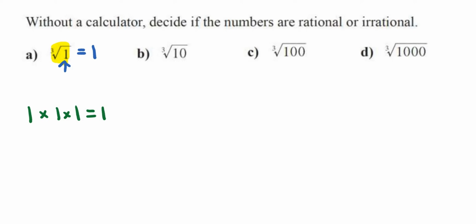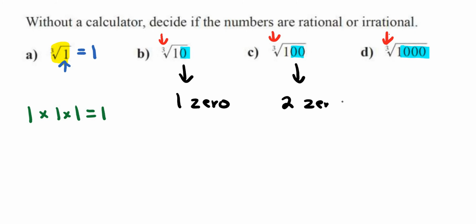Okay, what we're going to do next is, because these are all cube roots here, for B, C, and D, we have to determine whether these are rational or irrational numbers here. And what you want to do is count the number of zeros again. Okay, so over here you have 1 zero. Over here you have 2 zeros. And over here you have 3 zeros. Okay, so when you're taking the cube root, sorry, letter A is rational.